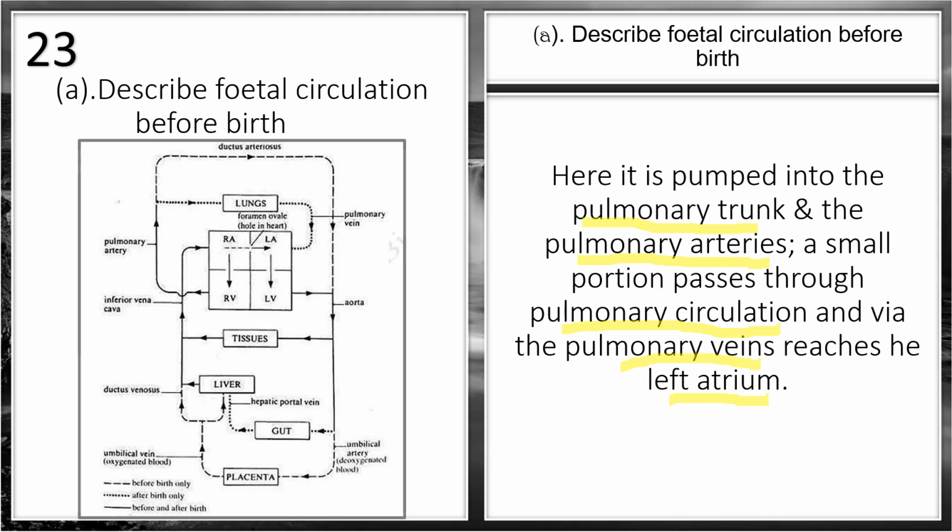So here what we are seeing, the deoxygenated blood entered into the right atrium. It was pumped into the right ventricle. From the right ventricle, it was pumped into the pulmonary arteries, and it was carried through the pulmonary vein. From the pulmonary vein, it entered the left atrium.